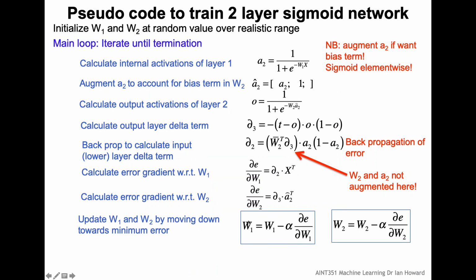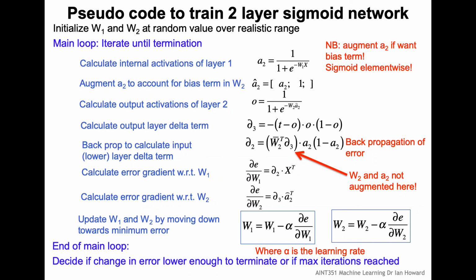And similarly, we do the same thing for W2. So we basically take away a scaled version of the gradient of the error with respect to W2. So alpha is known as the learning rate, and that's normally quite a tiny little number. In some schemes it's adaptive as well, so something to think about. We'll discuss later on. And that's the end of the loop, and we have some kind of termination condition, of course.